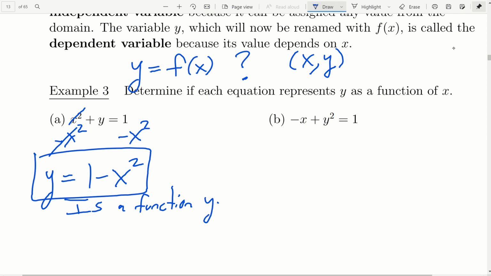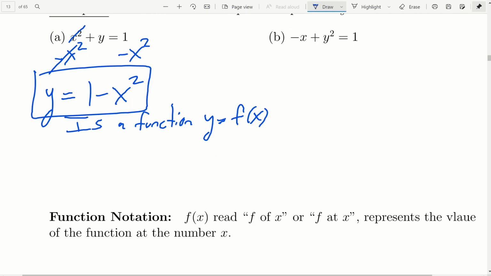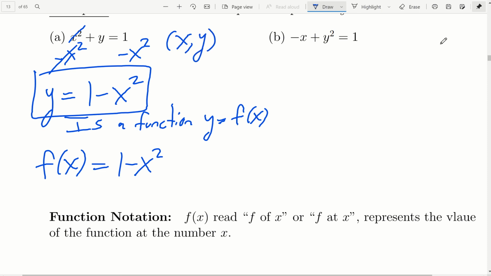So in particular, what we mean to say is that y is a function of x. Typically, what we would do here, instead of saying y equals, we would use the function notation, which we'll talk about in a minute. We would say f of x equals 1 minus x squared. Every value x in the domain would produce a unique value y in the range.